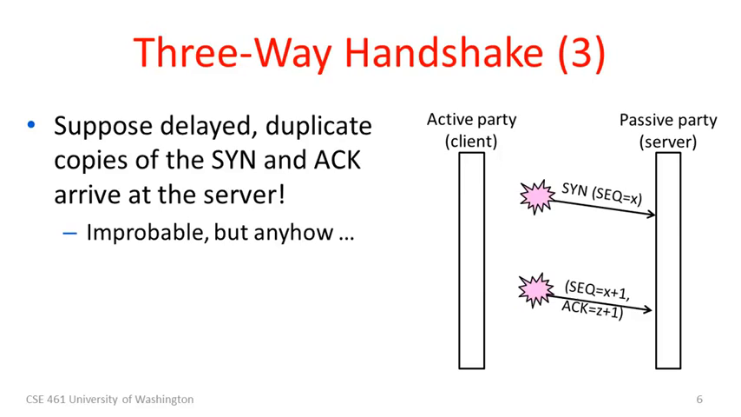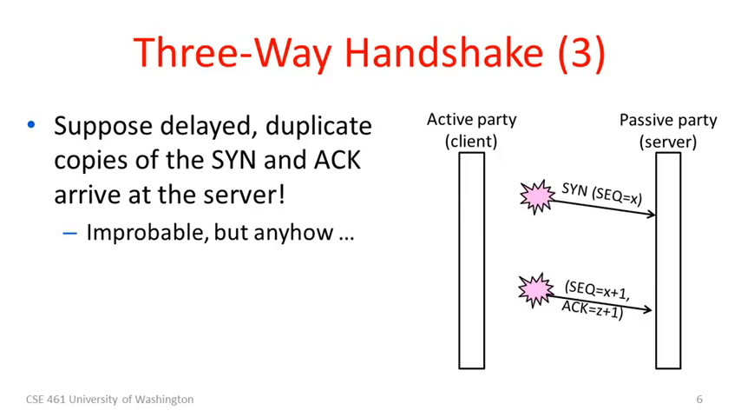This is very improbable, but like all network protocols, we'd like them to work well in the common case, but work correctly in all cases. So even in this case, we would like the protocol to be correct, and in this case not establish a connection if the segments are just these delayed duplicates. So let's see what will happen with the protocol.